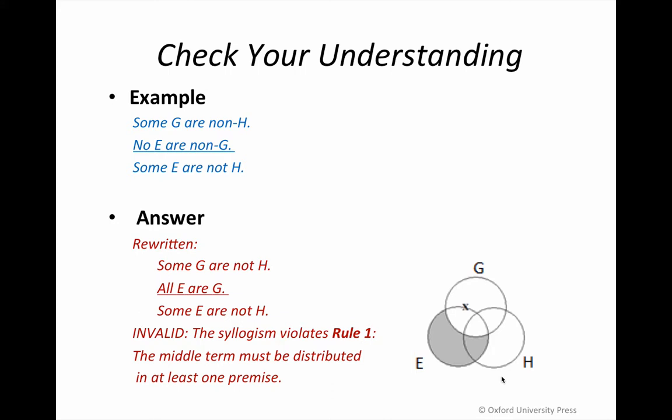Notice that the minor premise, all E are G, is diagrammed, and the major premise, some G are not H, is diagrammed. The X straddling the line tells us that it's unclear whether or not the G that is not an H may or may not also be an E. Since the conclusion says some E are not H, and we're not sure whether or not the X does in fact fall inside the E category or the E circle, the argument is invalid.